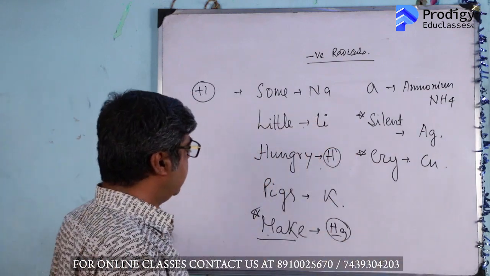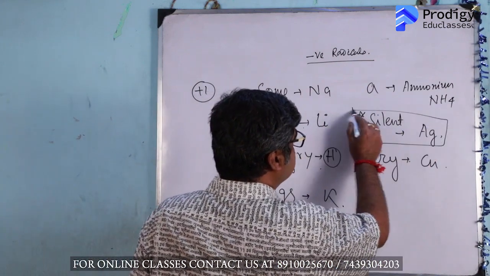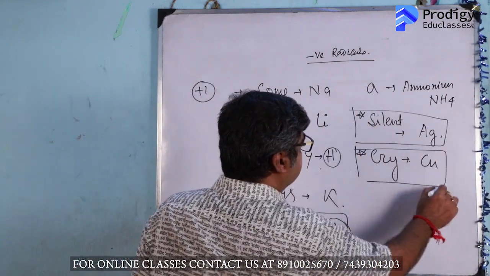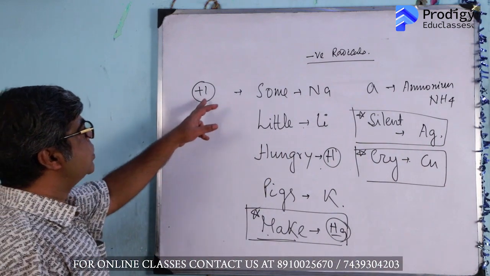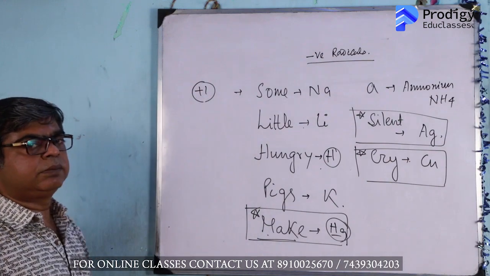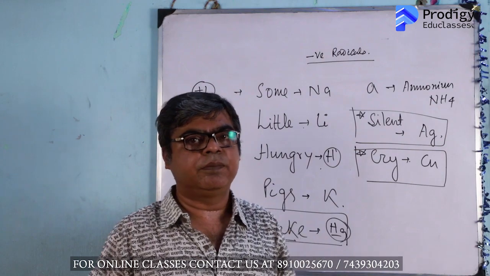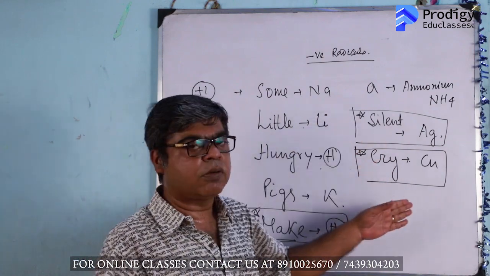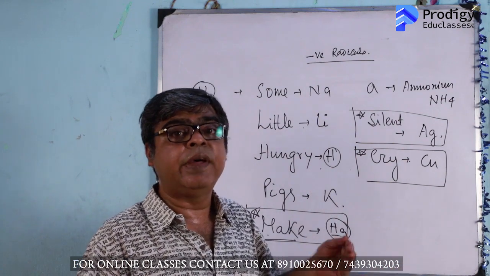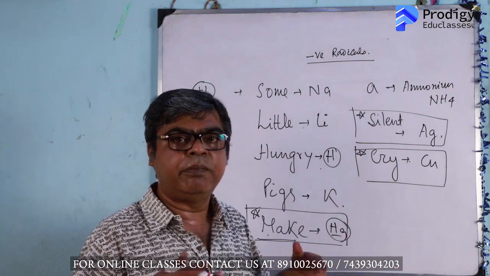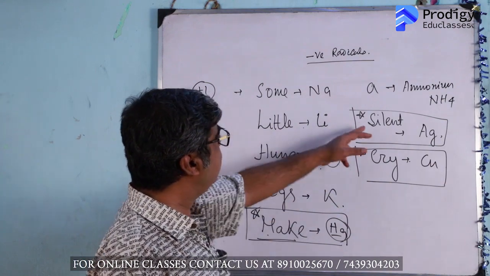Now you see that I have given stars here. Why stars? These 3 metals in the chart of valency +1 can also have other valency, and this is called an element with variable valencies. That means there are many elements which can have more than one valency, and these 3 are among them.